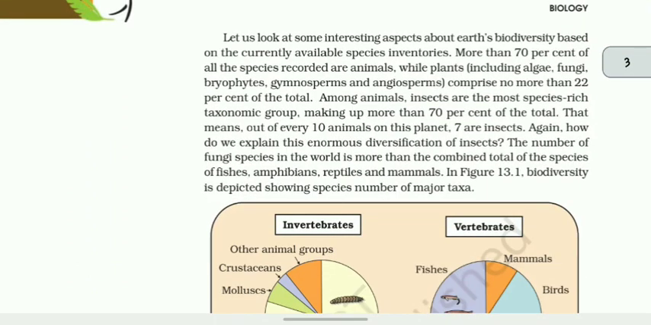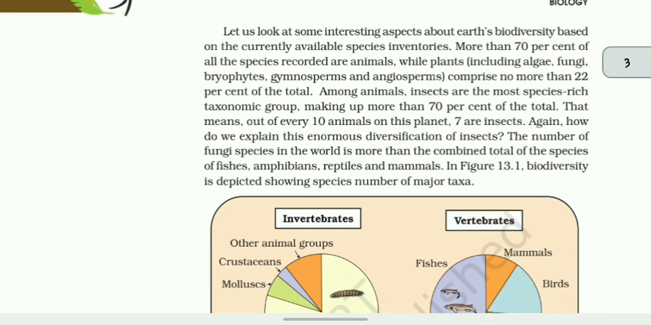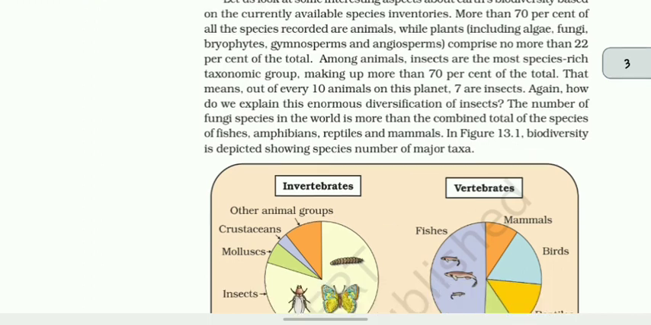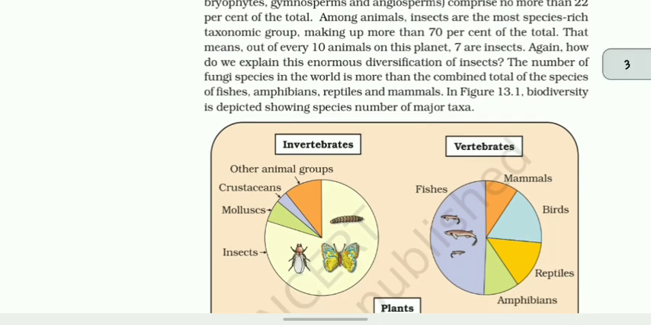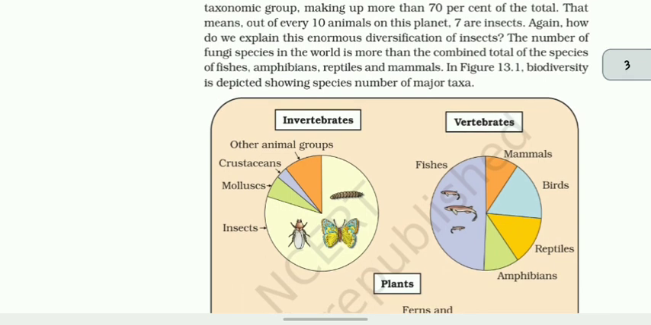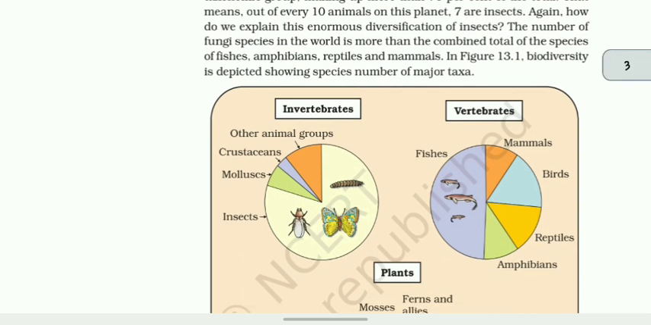Let us look at some interesting aspects about Earth's biodiversity based on the currently available species inventories. More than 70% of all the species recorded are animals, while plants, that is including algae, fungi, bryophytes, gymnosperms and angiosperms, comprise no more than 22% of the total. Among animals, insects are the most species-rich taxonomic group, making up more than 70% of the total. That means out of every 10 animals on this planet, 7 are insects. Again, how do we explain this enormous diversification of insects?